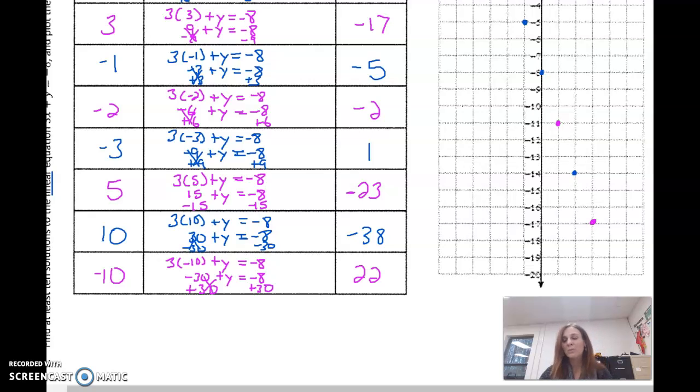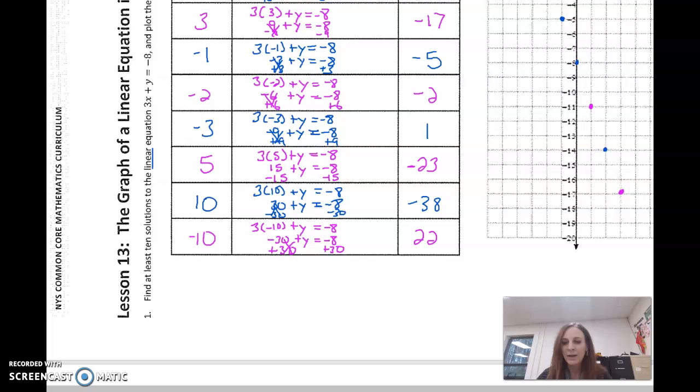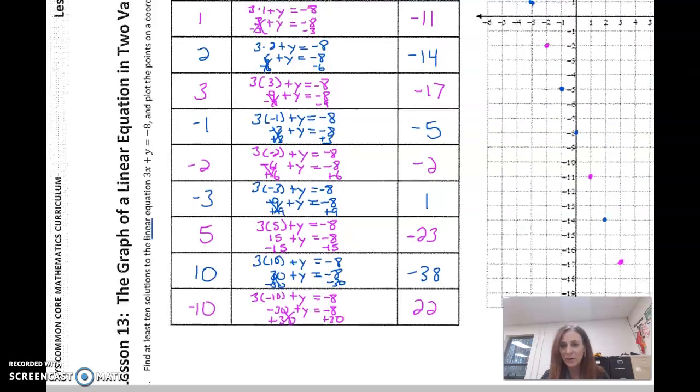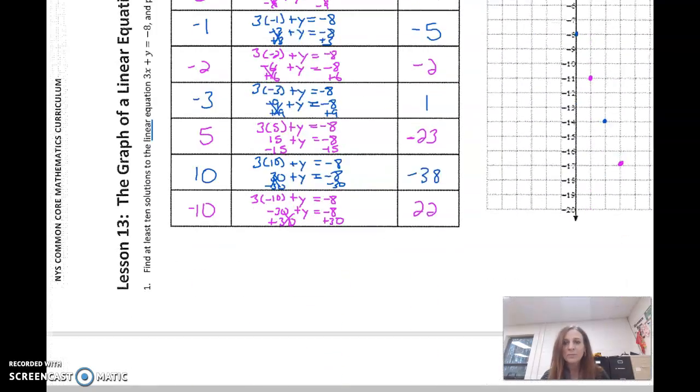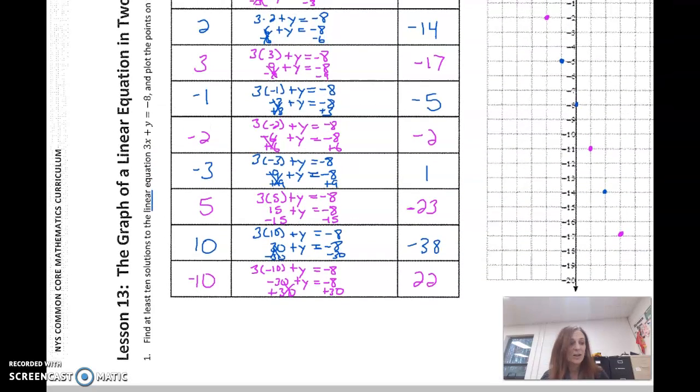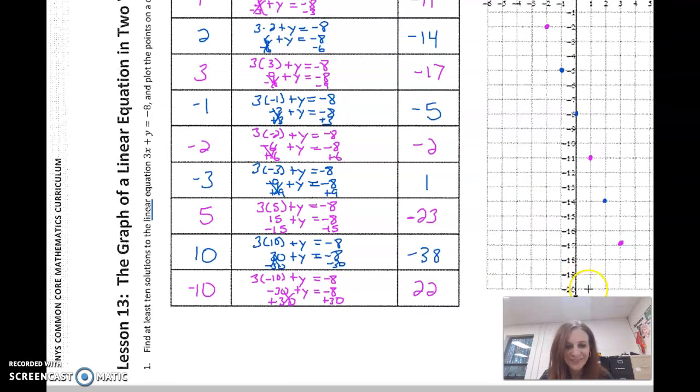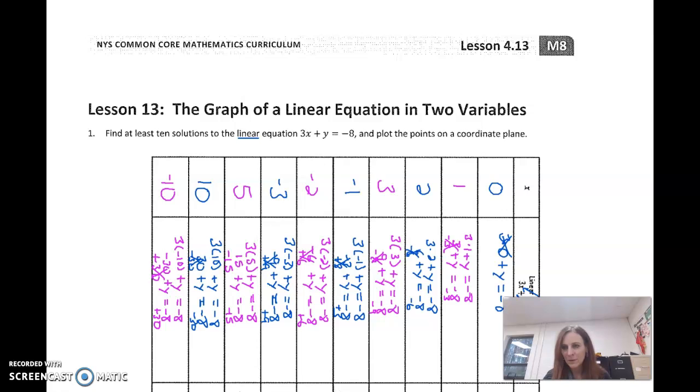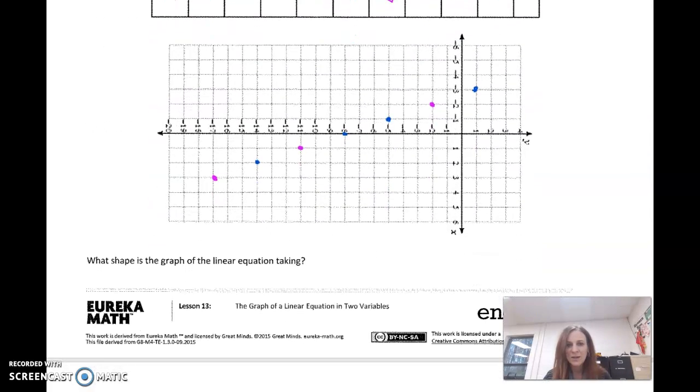All right. So as we look at all of this here, the question asks, it says what shape is the graph of the linear equation taking? Well, I hope you guys see that this is forming a line here. All right. So this right here, it's forming a line. So what shape is it taking? It's a line.